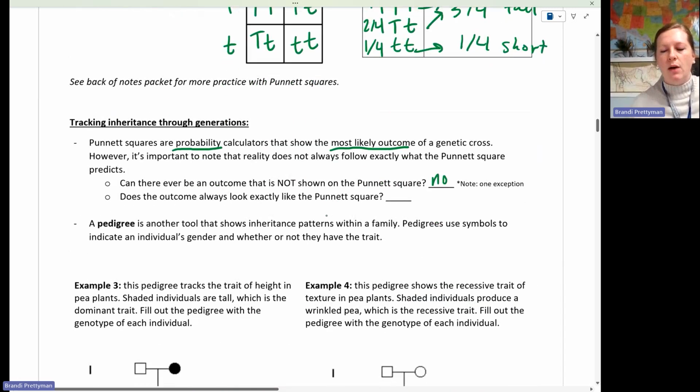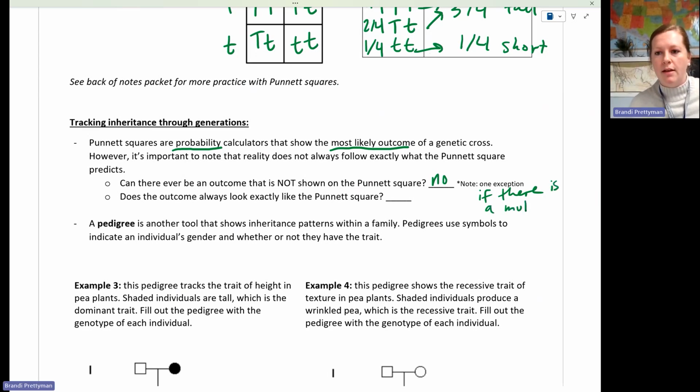The one exception to that would be if there was a random mutation that happened from one generation to the next, which can happen. I mean, all mutations had to happen at some point, right? So there could be a mutation, but we usually consider that unlikely to happen. Most of the time, if it's not shown on the Punnett square, it's going to be a no. However, does the outcome always look exactly like the Punnett square? That's also going to be a no.